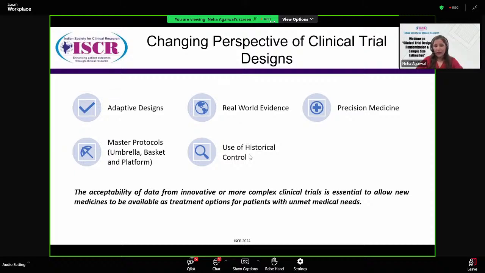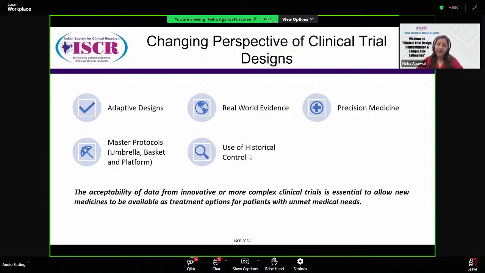In an umbrella protocol, we are studying different treatments. We have the same particular disease, and in that we are studying different treatments. Then it's called an umbrella protocol. When we have one treatment, but it is studied in different related diseases, then it's called a basket protocol. And the third one is platform, where we are studying different treatments in the same disease, but the treatments can enter or exit based on some decision algorithm. So these are the different kinds of protocols we have, and they are really helping to answer multiple questions.